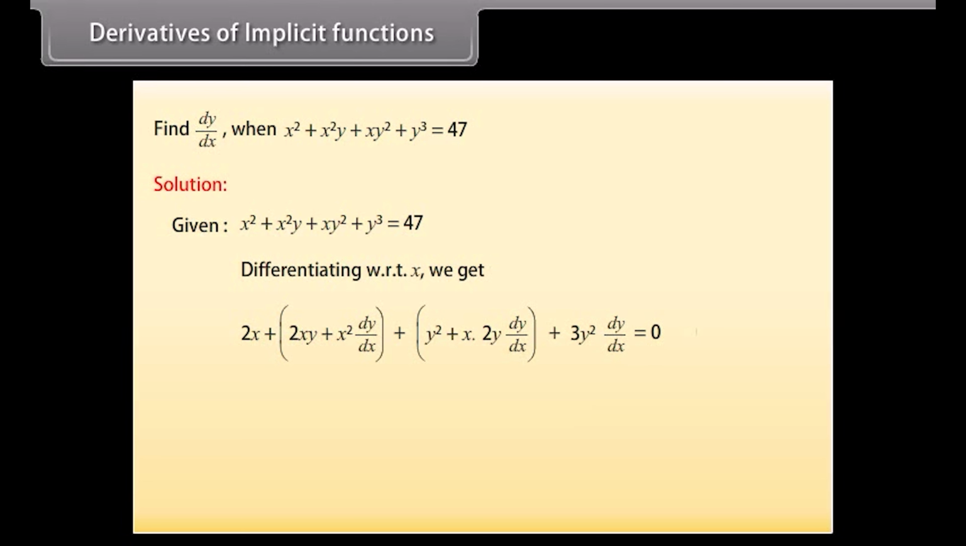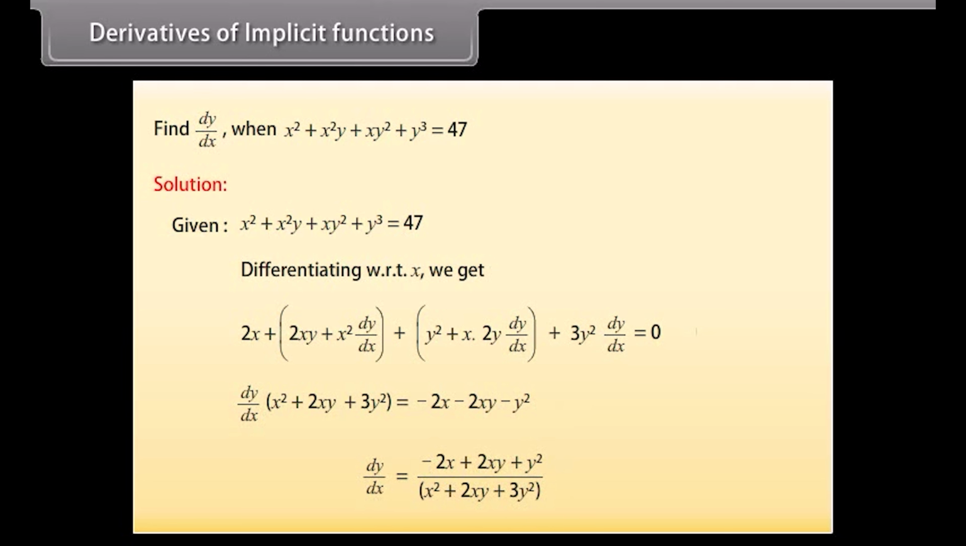Transfer the terms without dy by dx to the right-hand side and taking common dy by dx from the left-hand side, we get dy by dx into x square plus 2 into x into y plus 3 into y square is equal to minus 2 into x minus 2 into x into y minus y square. dy by dx is equal to minus of 2 into x plus 2 into x into y plus y square, divided by x square plus 2 into x into y plus 3 into y square.